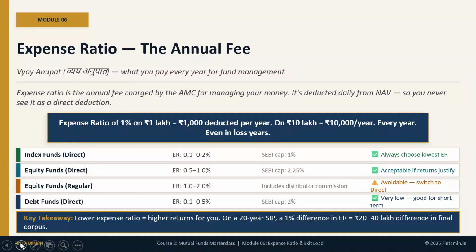Expense ratio, the annual fee. The expense ratio is the annual fee charged by the AMC for managing your money. It is deducted daily from the fund's NAV.